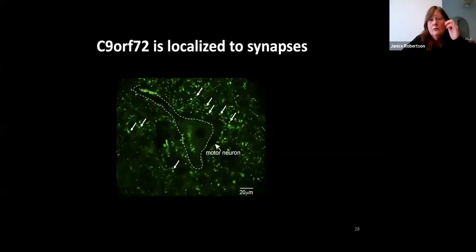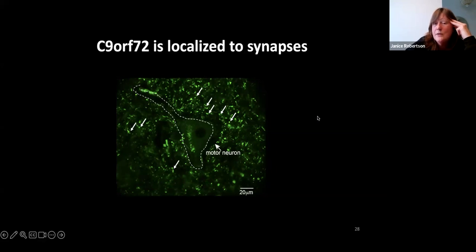And so, using our antibodies, we found that C9orf72 is localized to synapses, suggesting that it is involved in the communication between neurons. So here we have a motor neuron, here I've outlined it, and all these little dots that I'm showing you here, we verified, and we published this work about 4 years ago, is that C9orf72 is present within the synapse. So what's it doing there?